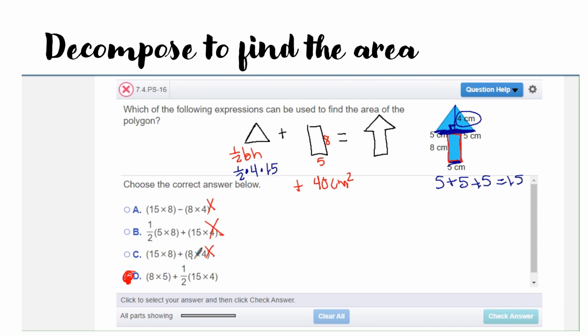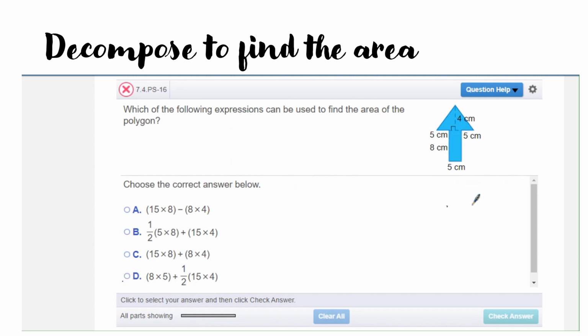So I'm looking for something along those lines. So look at this, half of 15 times 4 for my triangle. And then for my rectangle, I have 5 by 8 or 8 by 5. And I added those together to get the total. So that is the correct answer that you need to pick. D is the correct answer.